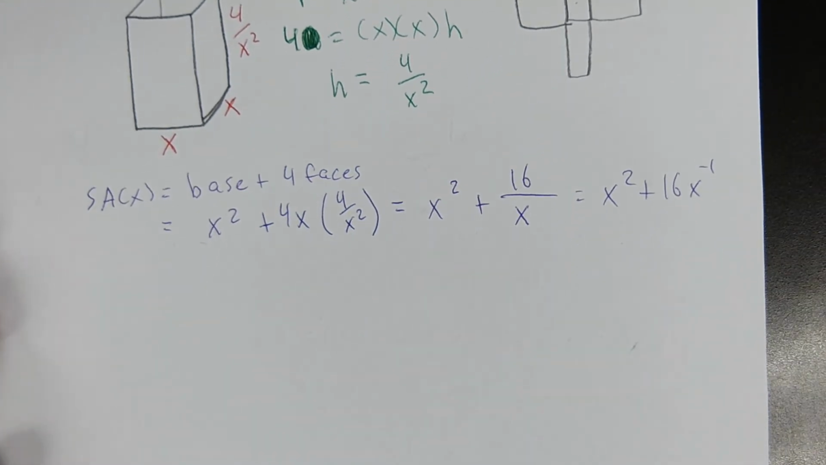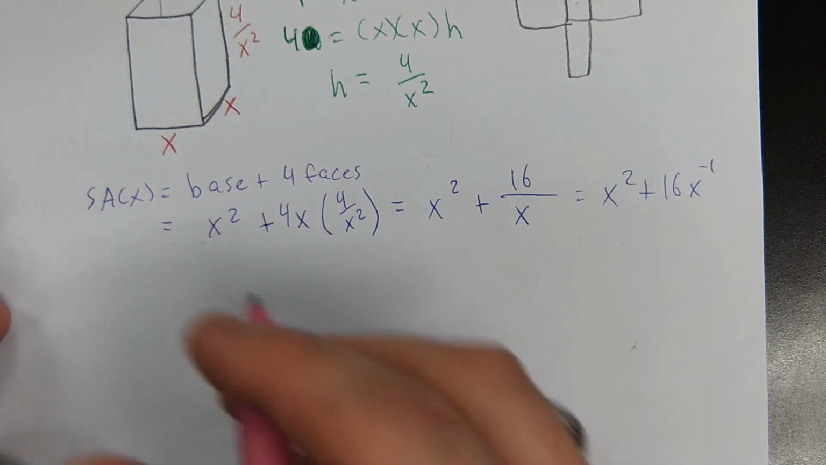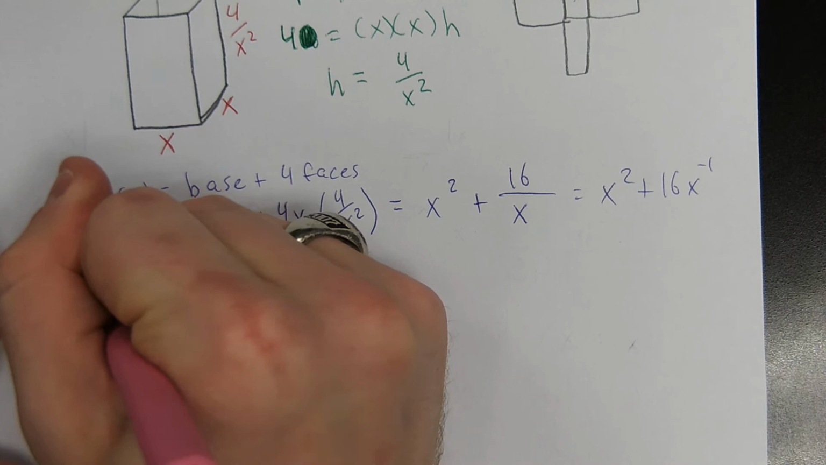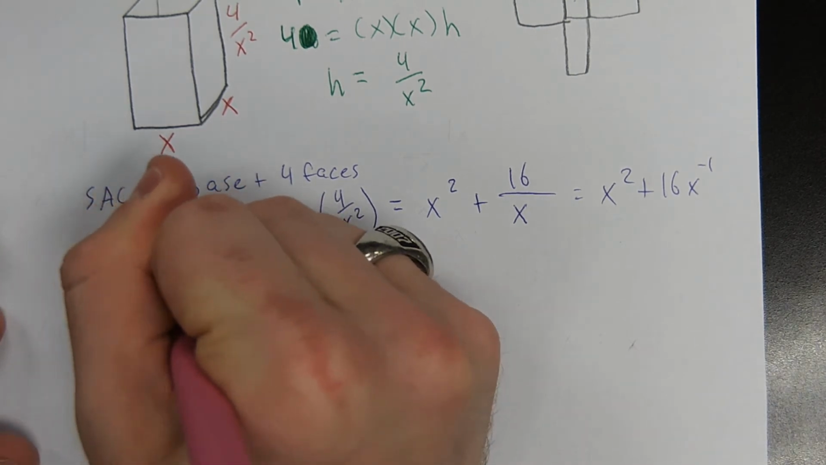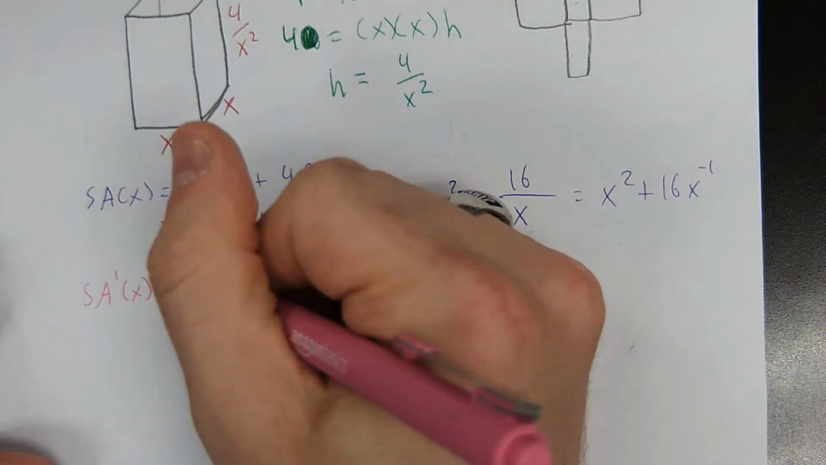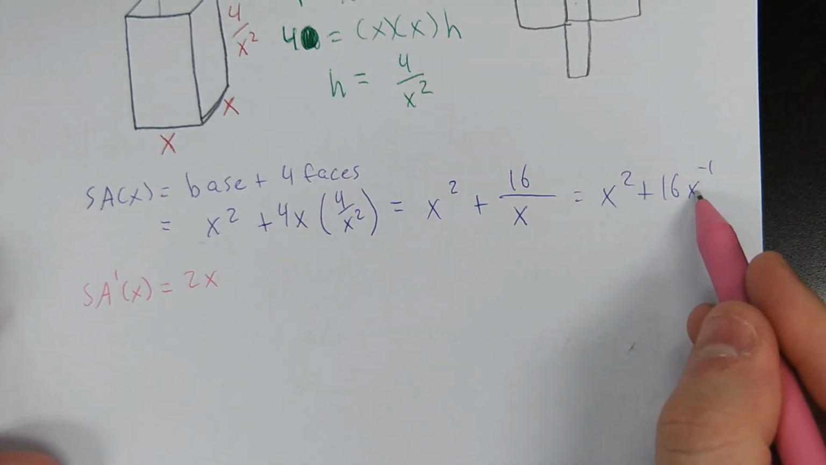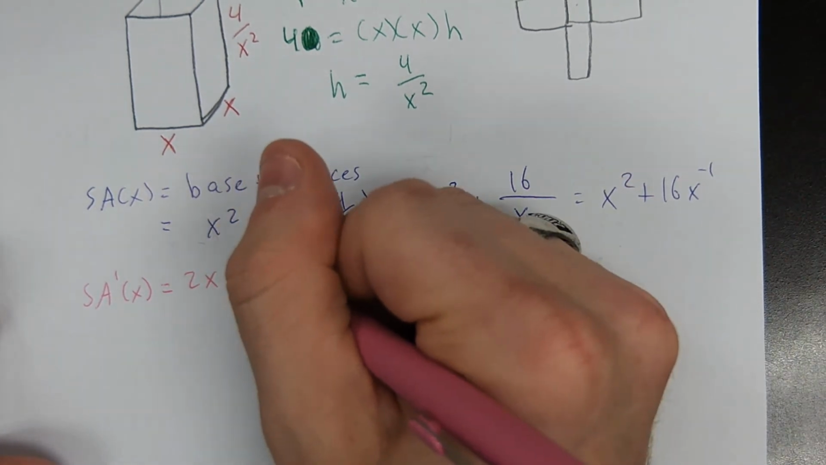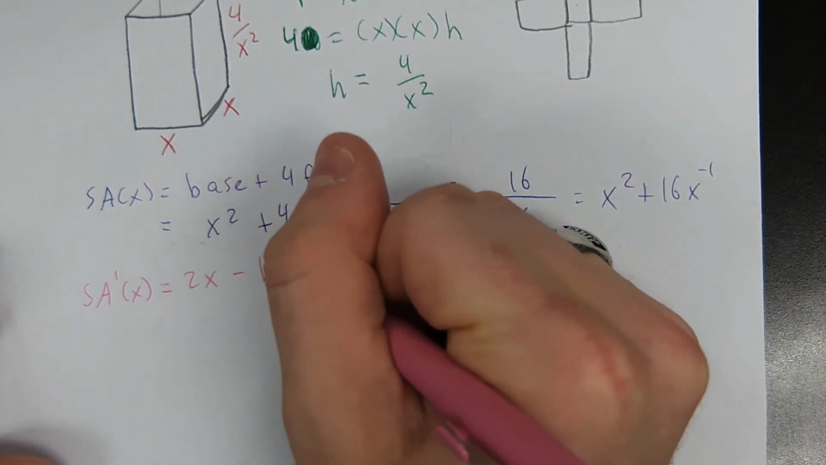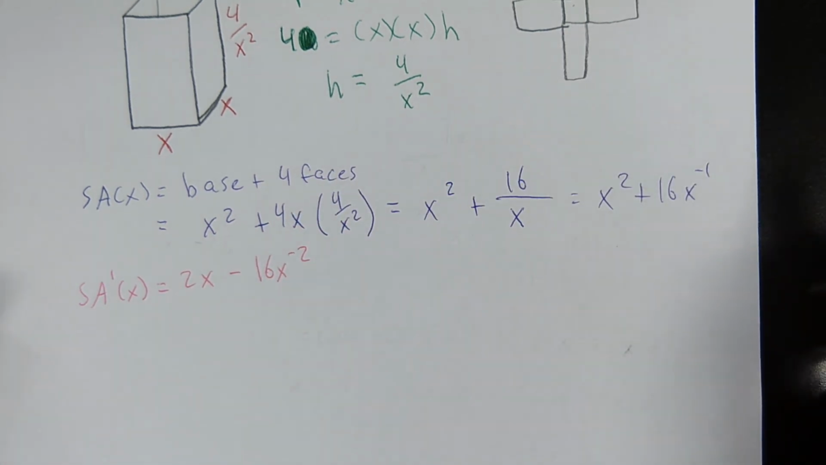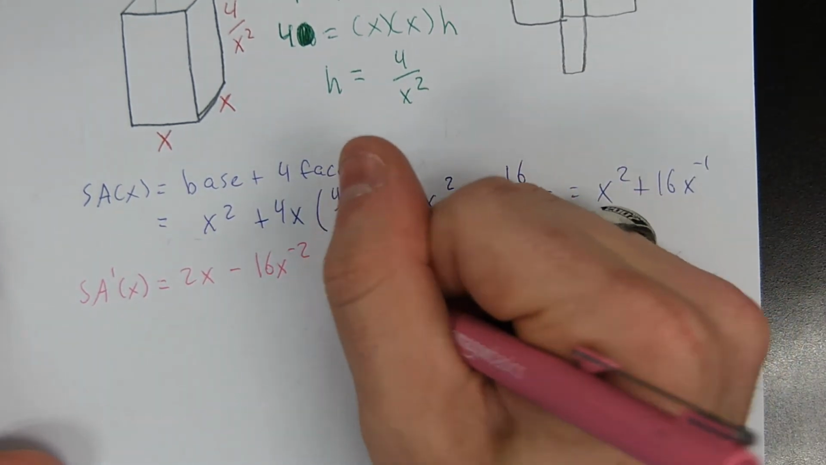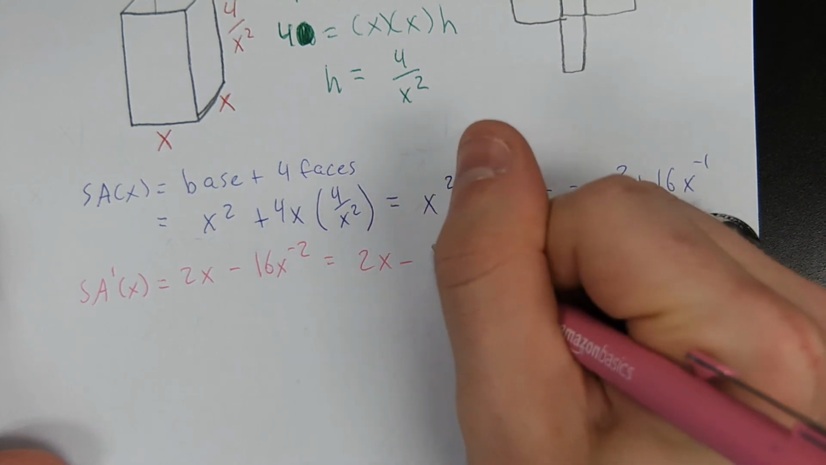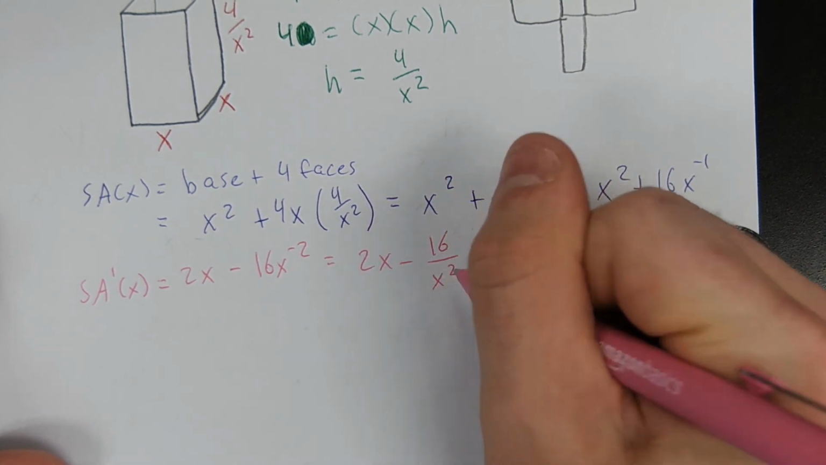Got it. Let us find our first derivative. You know what? Pink hasn't gotten much love today. The surface area's derivative in terms of x is 2x minus 16 x to the negative 2, or 2x minus 16 over x squared. My goodness.